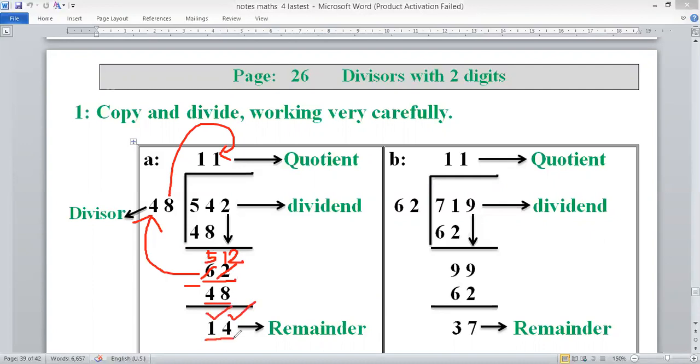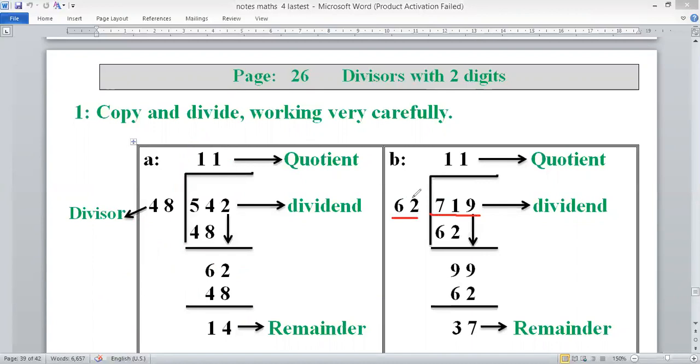Students, remember that the last number must be smaller than the divisor. If this number comes greater, it means your answer will be wrong. So the remainder should always be less than the divisor. In this way, then the next one, 719 divided by 62.